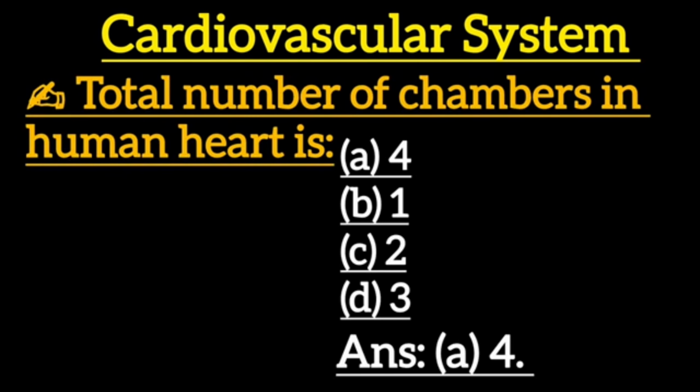Next one is, total number of chambers in human heart is option A, 4. Option B, 1. Option C, 2. Option D, 3. Correct answer is option A, 4.